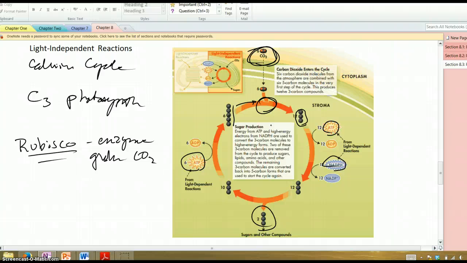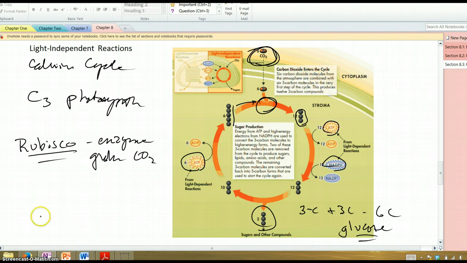All right, so several carbons in, this enzyme Rubisco grabs onto them, and then through a series of steps where we're using the energized molecules from the light reactions, we're able to produce these relatively simple sugars. Now these 3 carbon sugars can be combined, of course, to make a 6 carbon sugar, and that would be glucose in this case. So that's the primary sugar we're going to make through these reactions of the Calvin cycle.